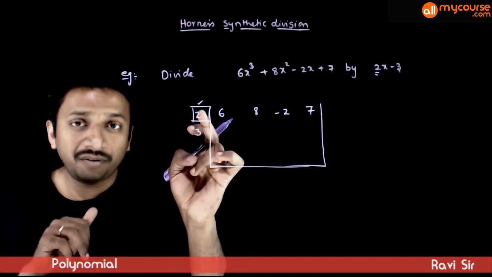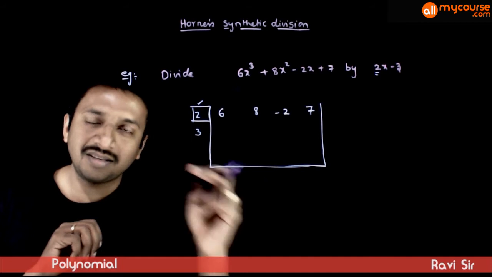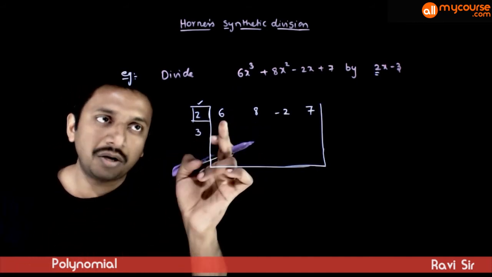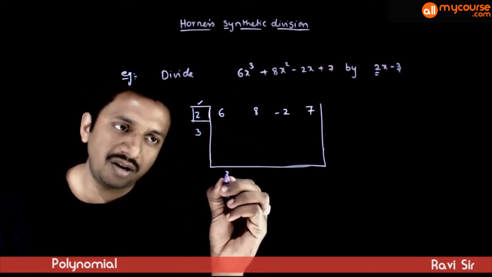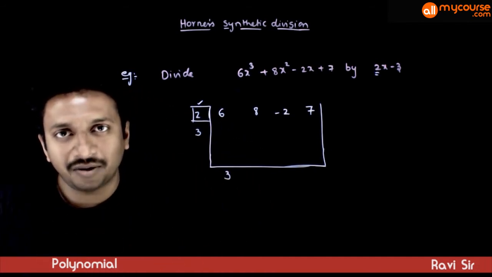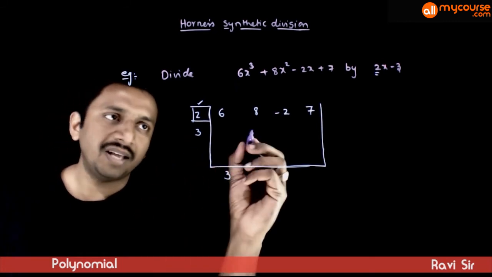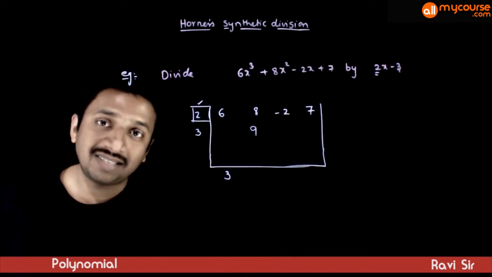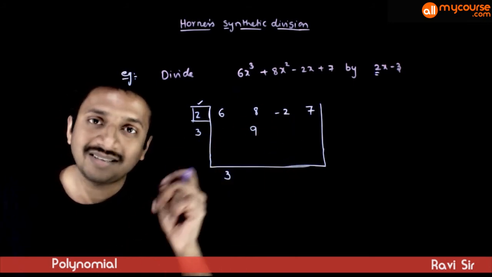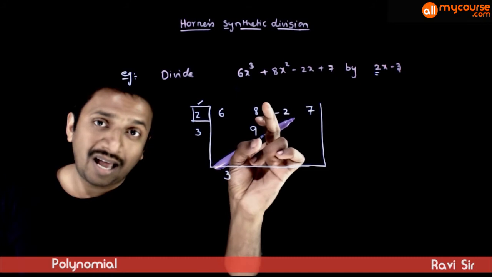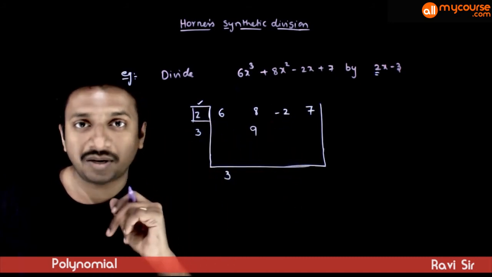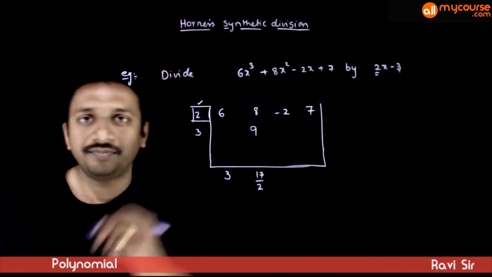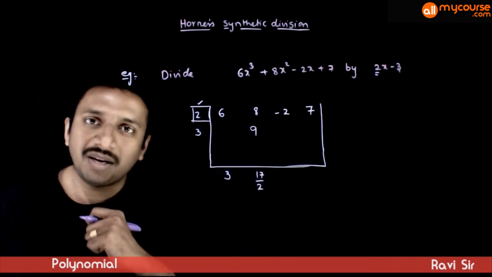So normally if you have 1 here, you directly carry the 6 downwards. So now you cannot carry 6 completely. What you need to do is 6 by 2. You divide by 2 and get 3 down. Now 3 into 3 is 9. Now 8 plus 9 is 17. But I write 17 if the leading coefficient is 1. If the leading coefficient is 2, so we write 17 by 2.